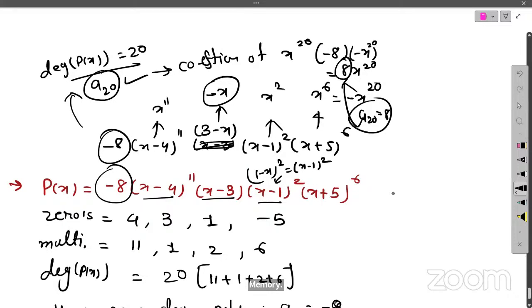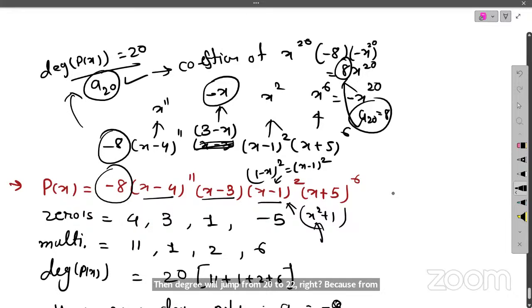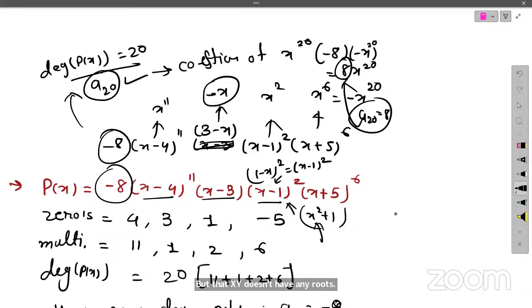Ma'am, if x square plus 1 is there, then how will it matter to the degree? Then degree will jump from 20 to 22, right? Because from here I have x square term also. Then this x square will get multiplied over all the things. But that x square doesn't have any roots, huh? It does not have any root, but it contributes to degree. Okay.